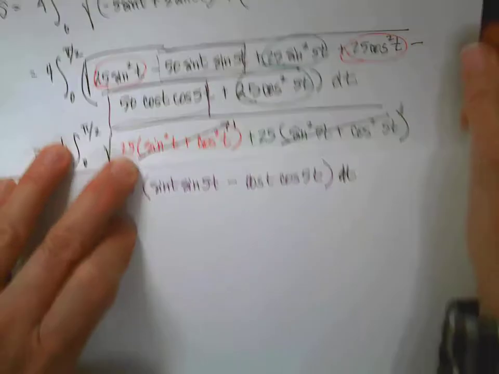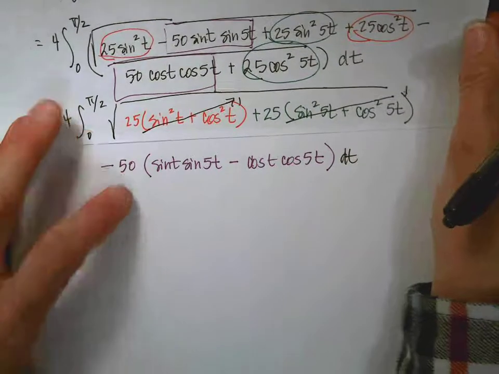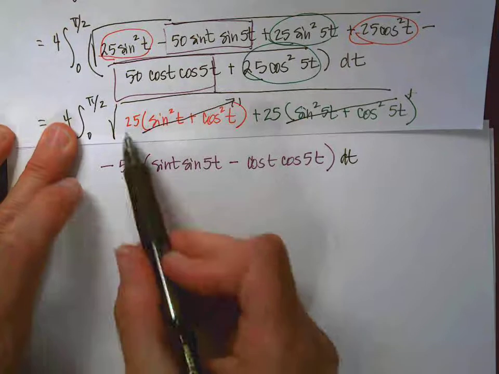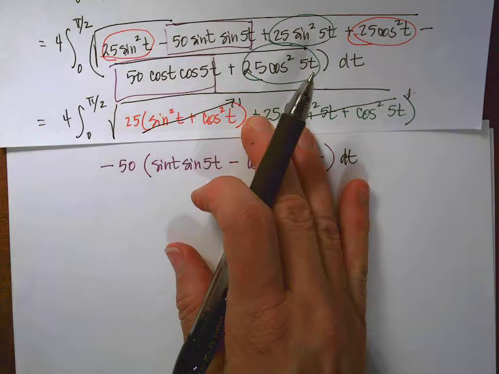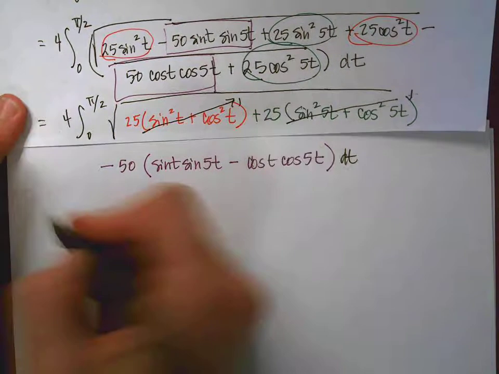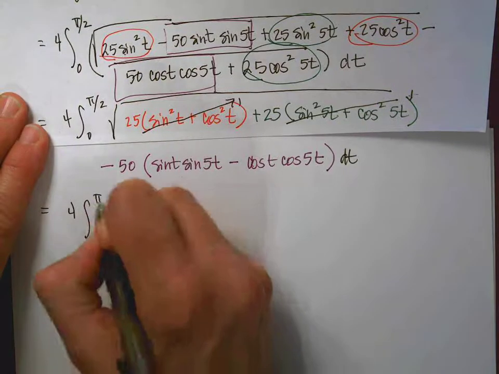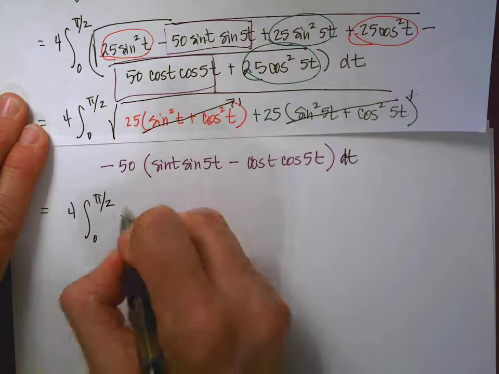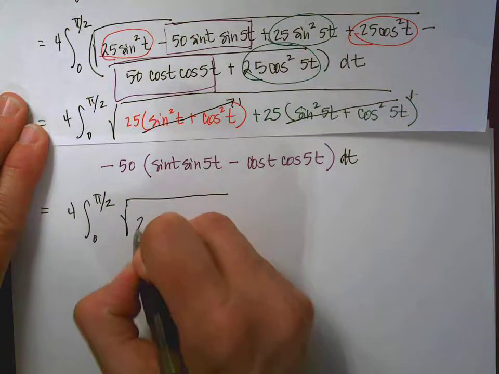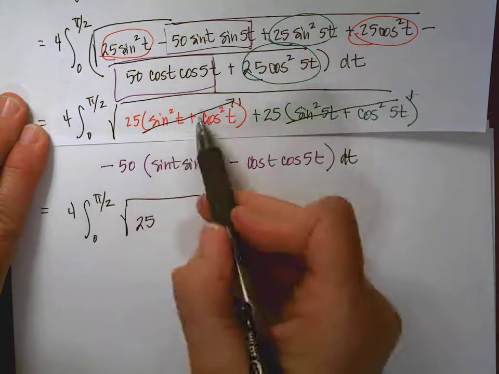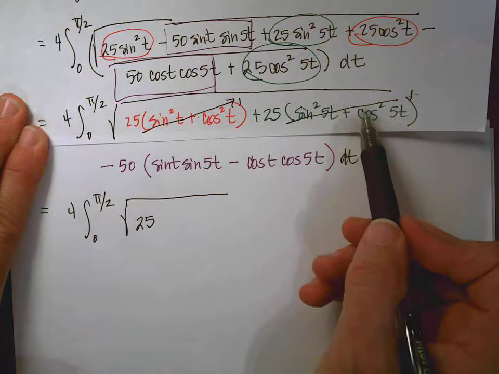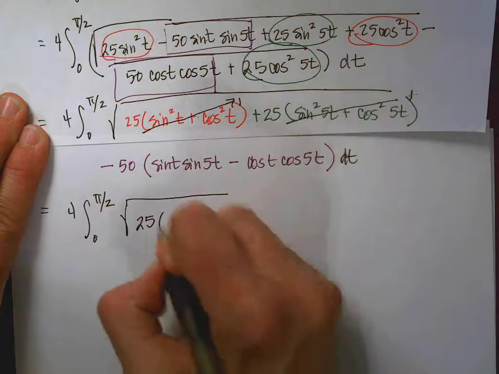All right. So it's actually starting to look a little better. This guy is 1. This guy is 1. Okay, that one's gross, but that one's also 1. So now I have a 25 that I can factor out because I need to get it outside the radical. So here's the 4, and then I have the integral from 0 to pi over 2, and I'm just going to leave my square root for right now.